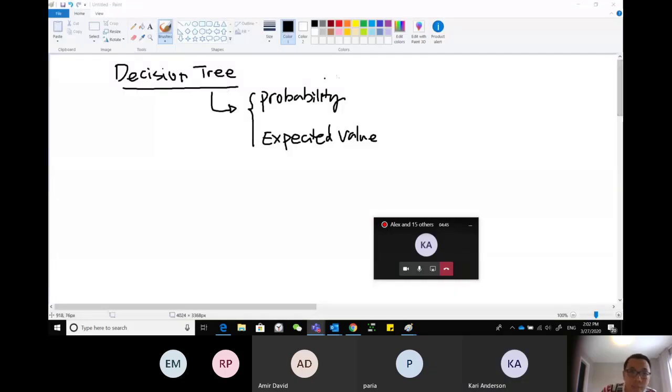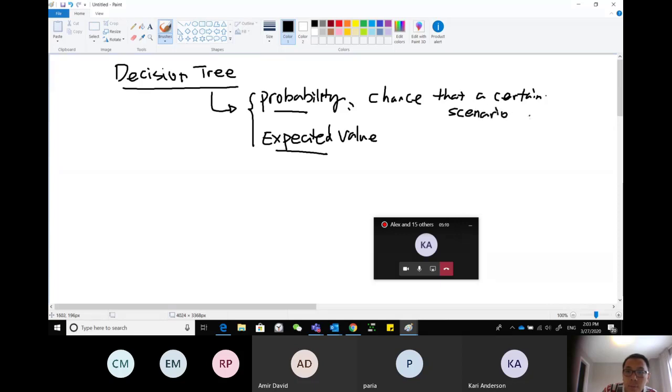So for probability, this is a really simple concept, and the expected value is developed based on the probability. So let's just refresh your memory. Probability is basically the chance that a certain scenario may occur, right? So a typical example is flip a coin, right? Each side will have 50% of the chance for heads and tail.